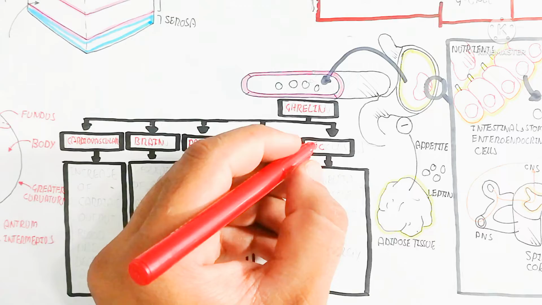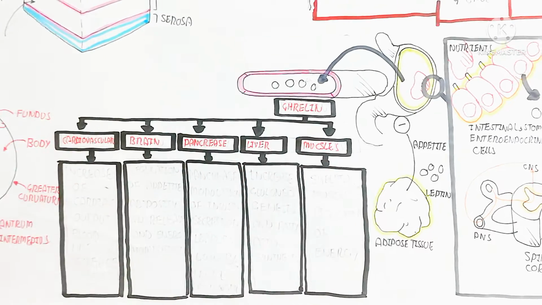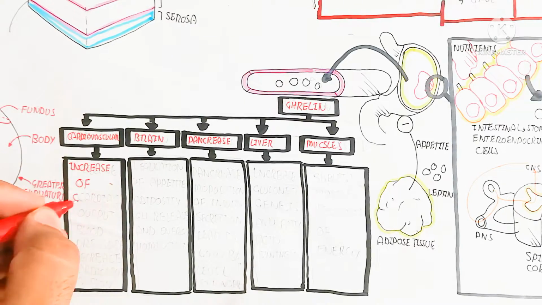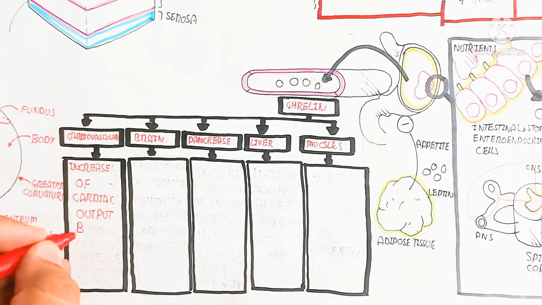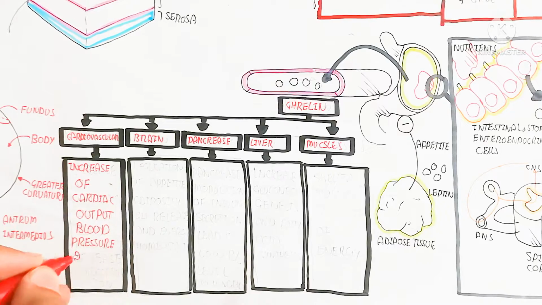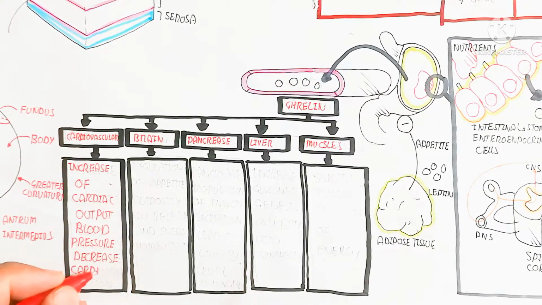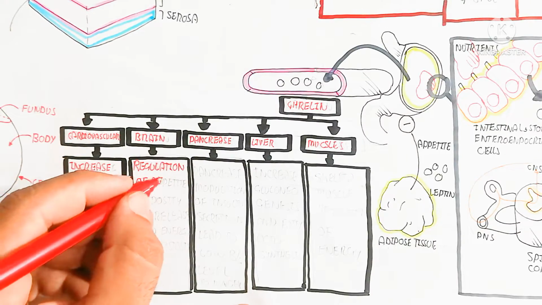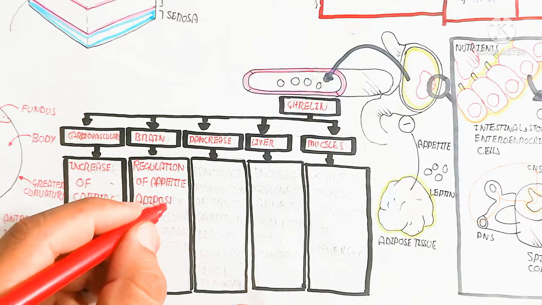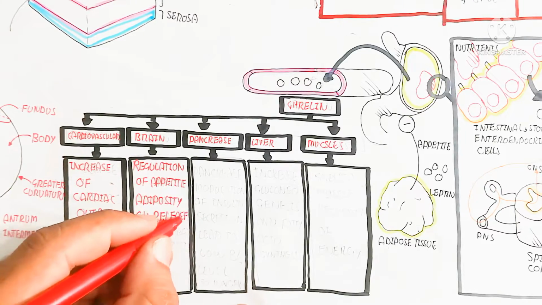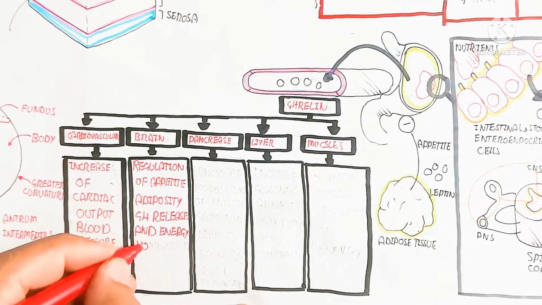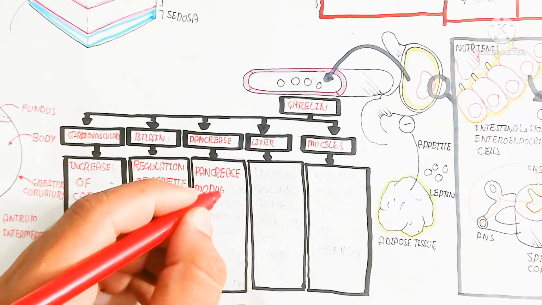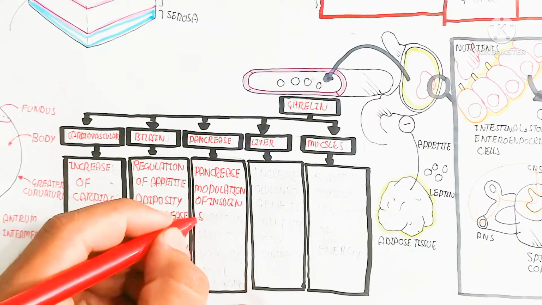Here ghrelin is also produced from the stomach wall. It is an endocrine hormone that targets the cardiovasculature, brain, pancreas, liver, and muscles. In the cardiovasculature, it increases cardiac output, decreases blood pressure, and increases cardio protection, while regulation of appetite, adiposity, growth hormone release, and energy homeostasis will occur.